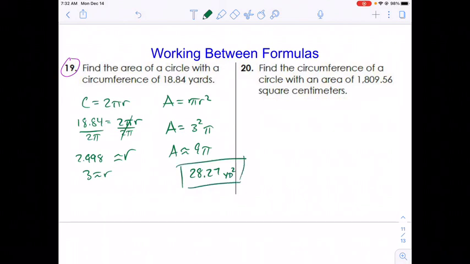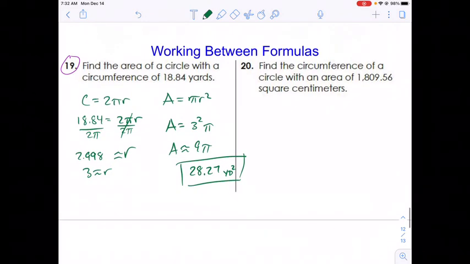All right, so you can go back and work the other ones that we did not work, and you can check your answers with the completed notes. That concludes this lesson on area and circumference.